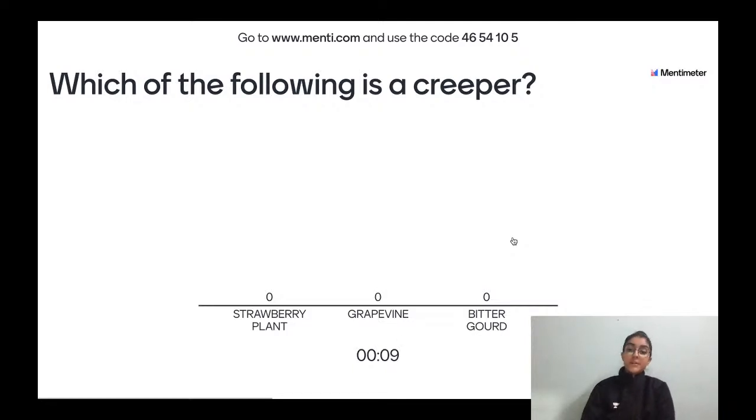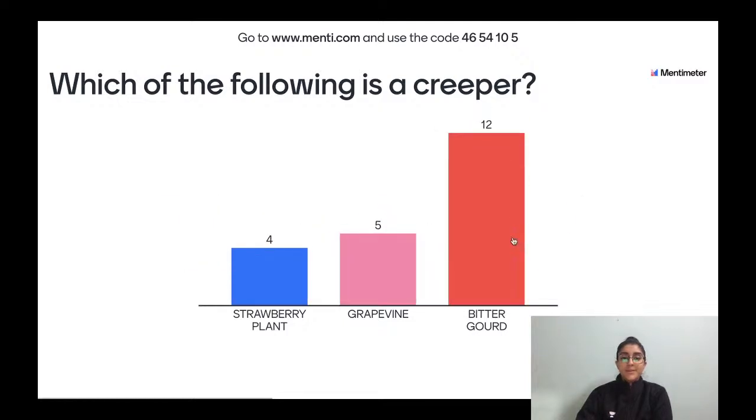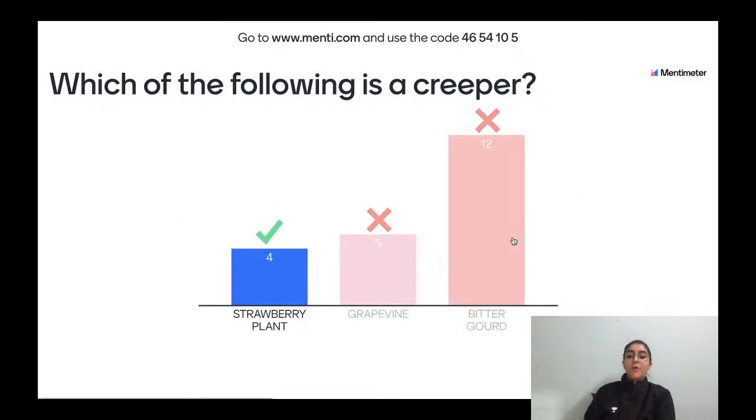I actually mentioned these twice in the class. Which of the following is a creeper? Wrong answers. Here the creeper is strawberry. Both grapevine and bitter gourd are your climbers. Remember that they have tendrils, both grapevine and bitter gourd. Your strawberry plant and pumpkin plant are creepers. Okay? I know they are a bit advanced questions, but that's how you will prepare.